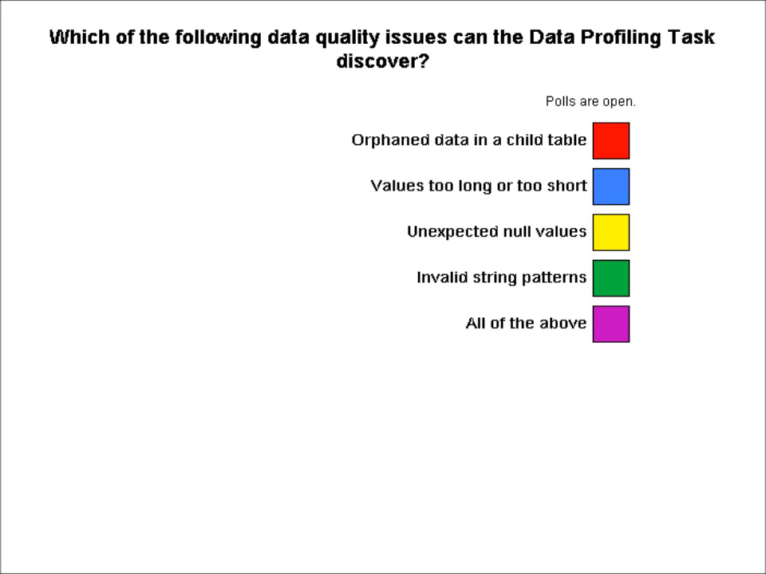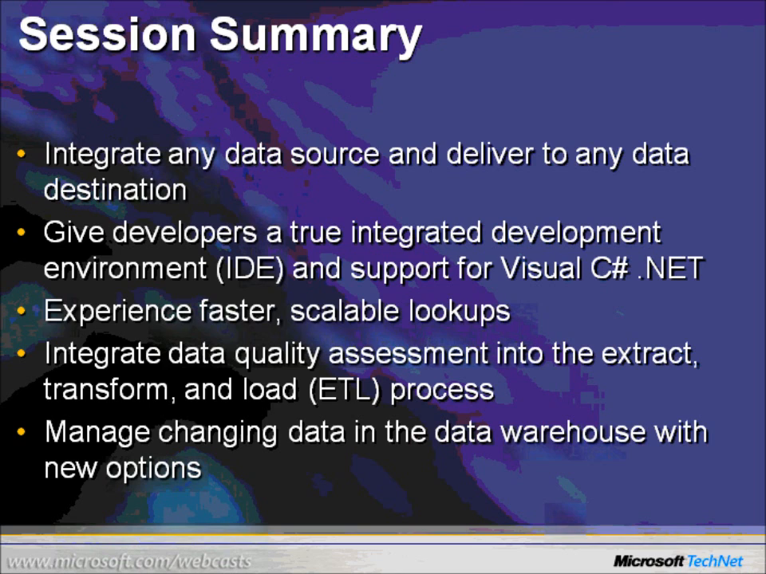And which of the following data quality issues can the data profiling task discover? Orphan data, values too long, too short, unexpected null values, invalid string. And it looks like everybody was paying attention during the demo. The correct answer is what most of you are selecting right now, which is purple, all the above.